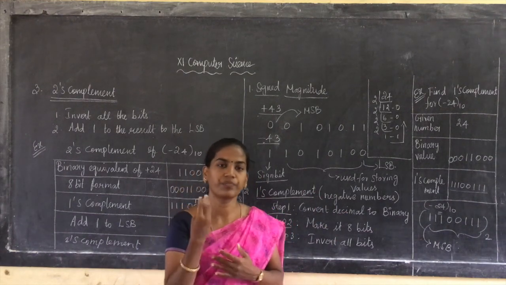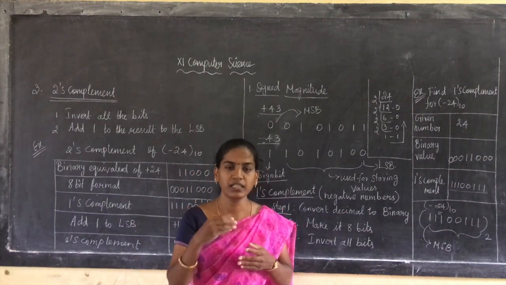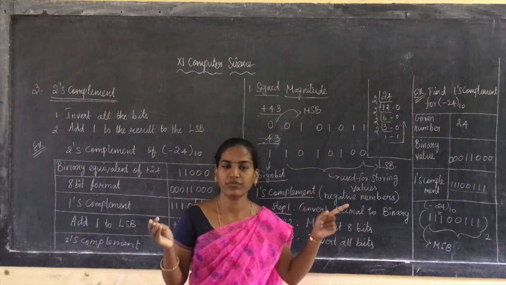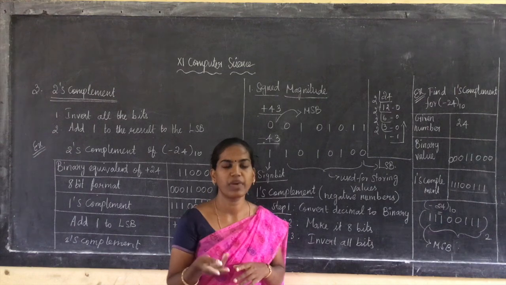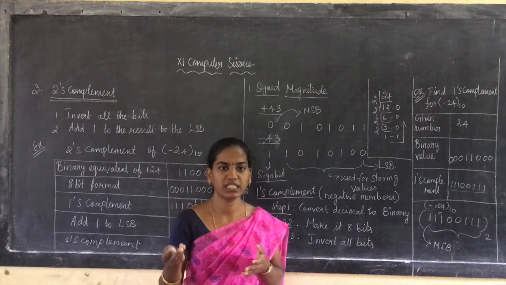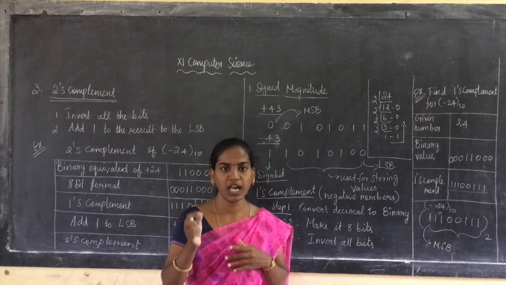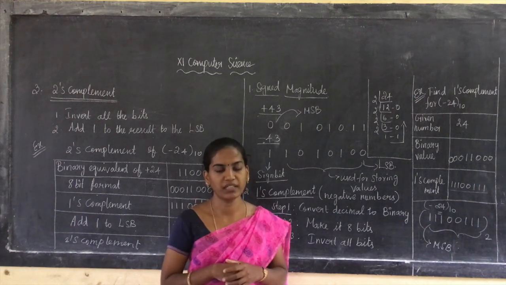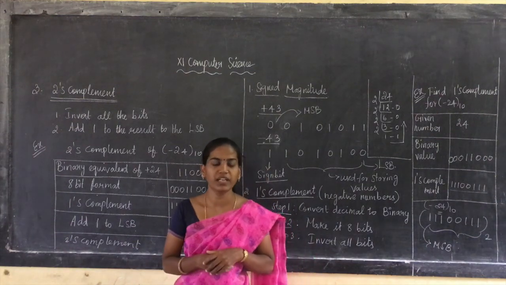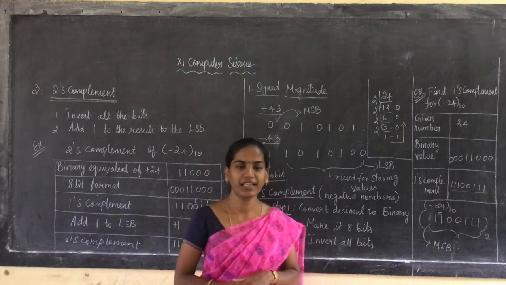Now in the question paper, they will give a number, for example, minus 24, a negative value, for example minus 28 or minus 38, and ask you to find the 2's complement or the 1's complement. Okay, a very easy topic. I hope you all understand this concept. Thank you.